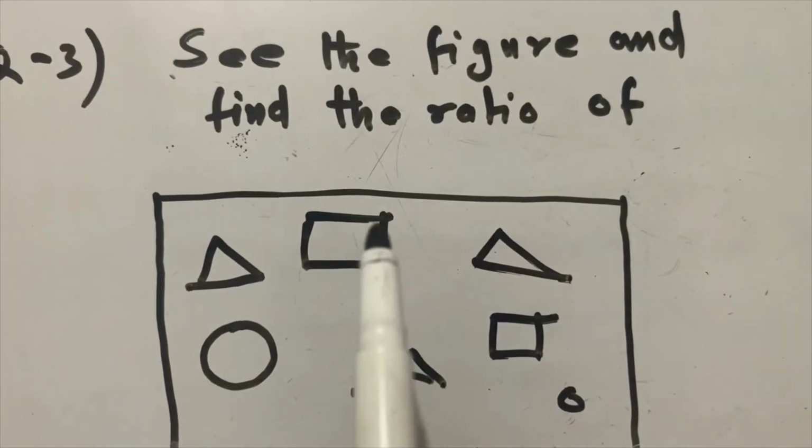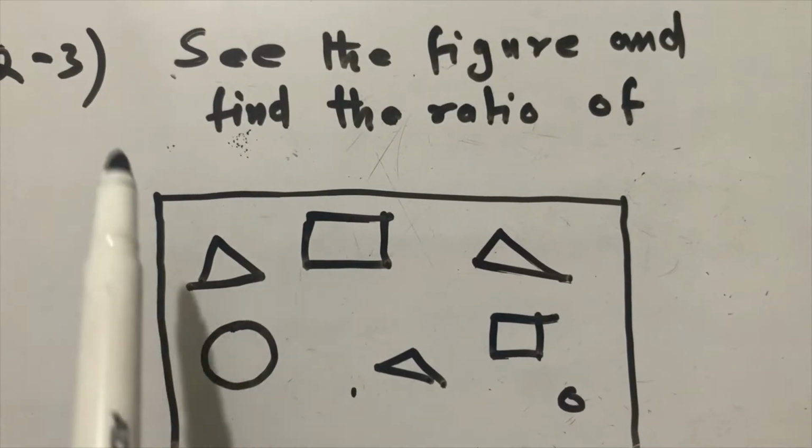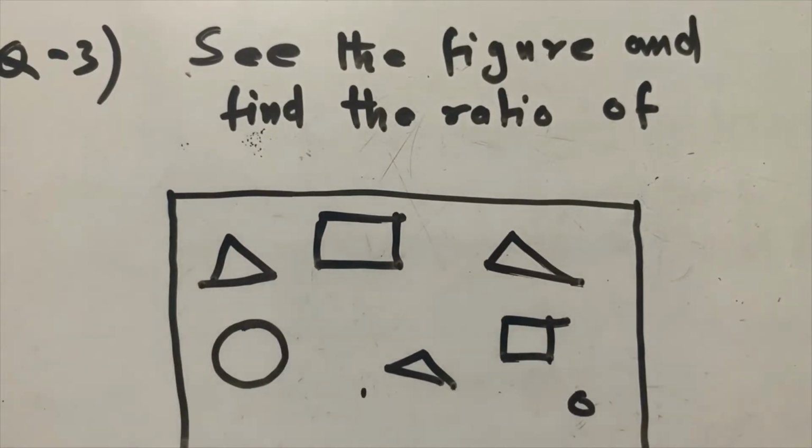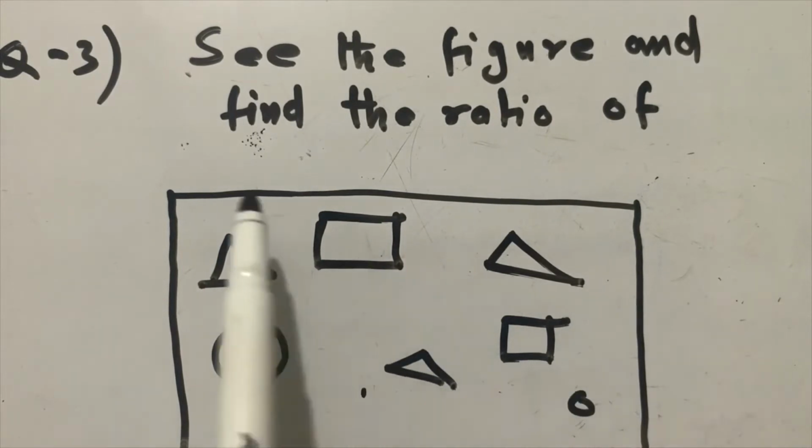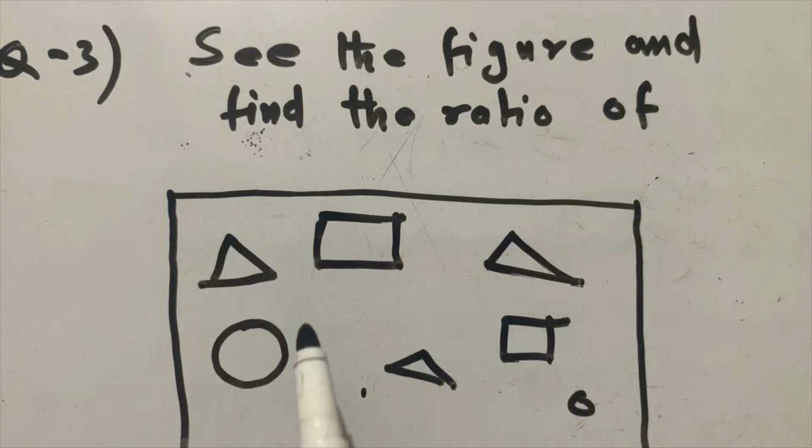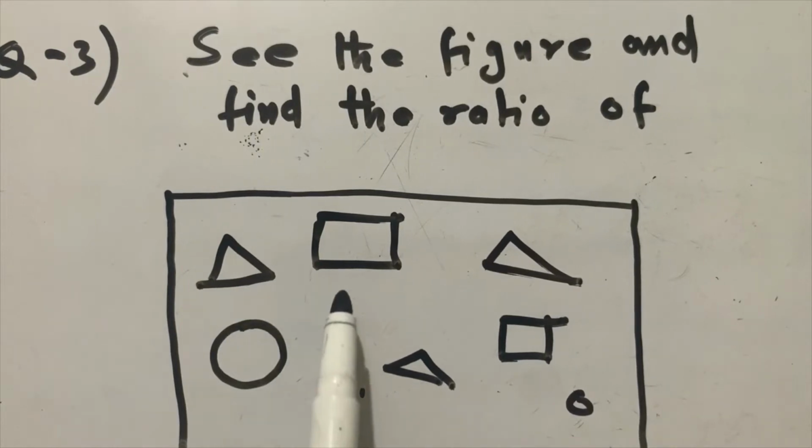And exercise 12.1, ratio and proportion. Question number 3, see the figure and find the ratio of this rectangle. One rectangle is given and inside this rectangle there are different figures. Okay.